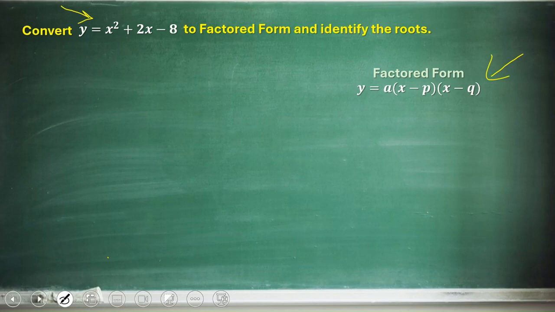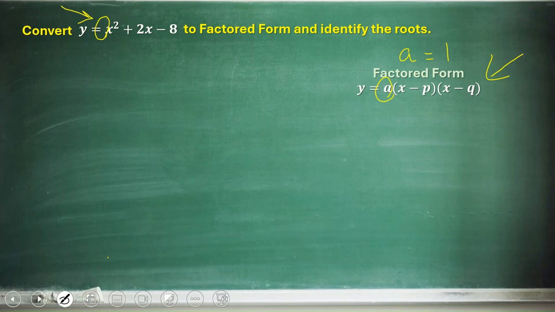So what you're going to notice is we have an a here. A is the same in all quadratic forms. And so our a in this equation would be right here. When we don't see a number, we know that number is a secret one because in math, we don't write ones that are multiplied. So we just know. So let's go ahead and talk about how we convert this into factored form.